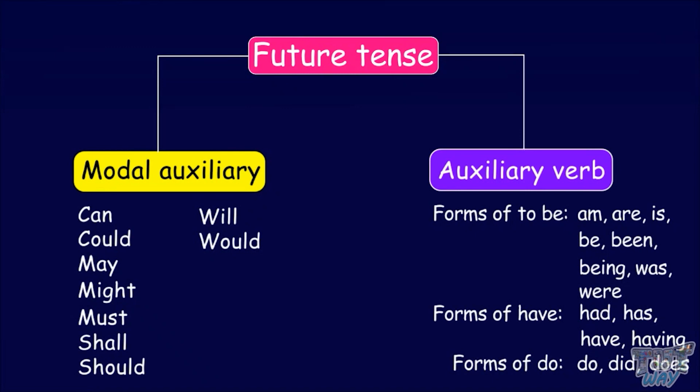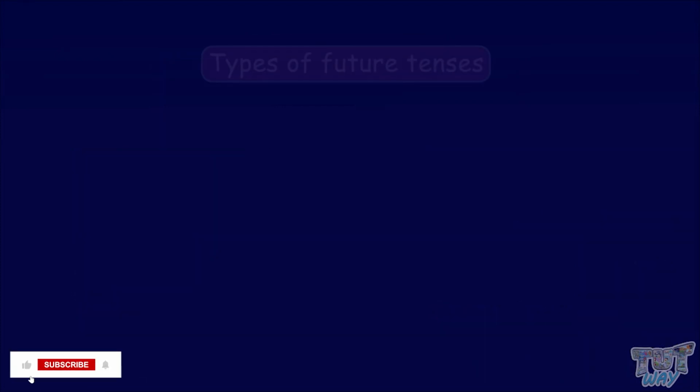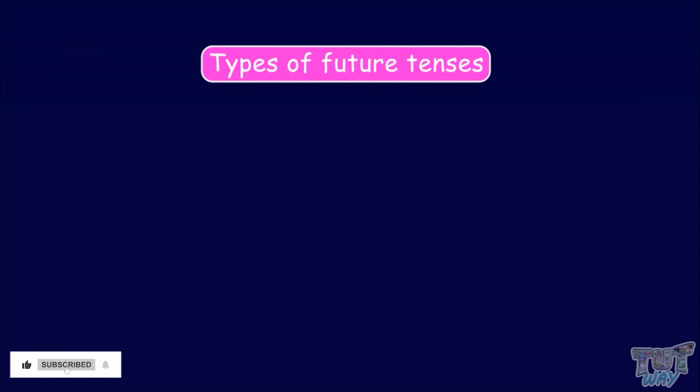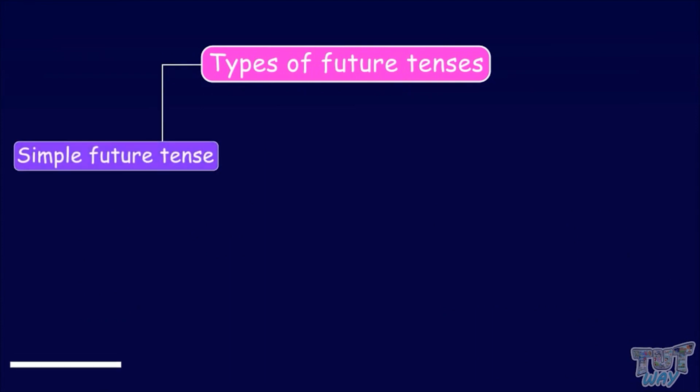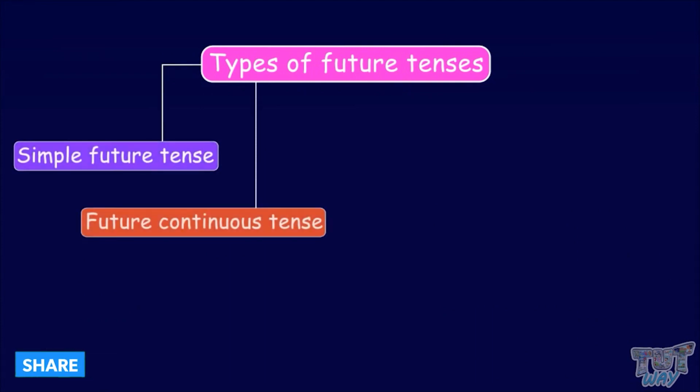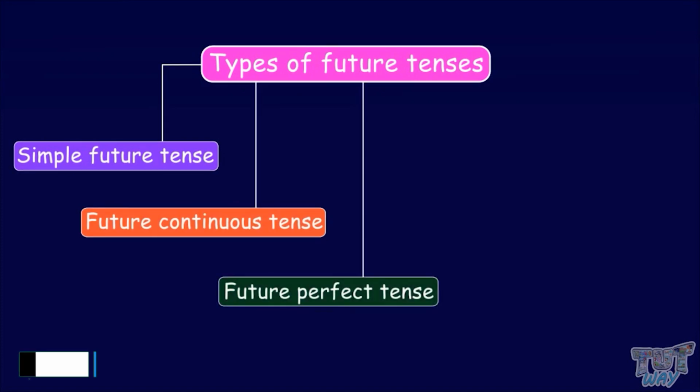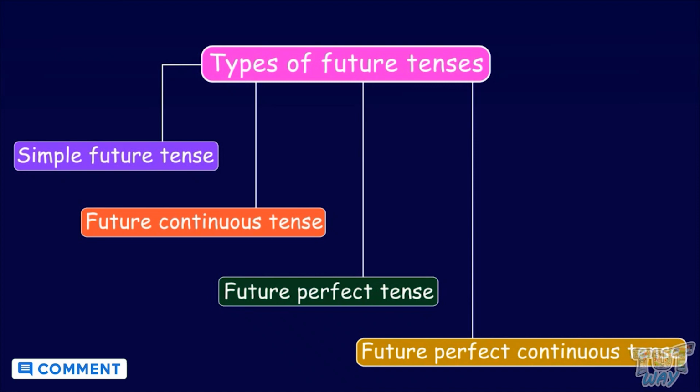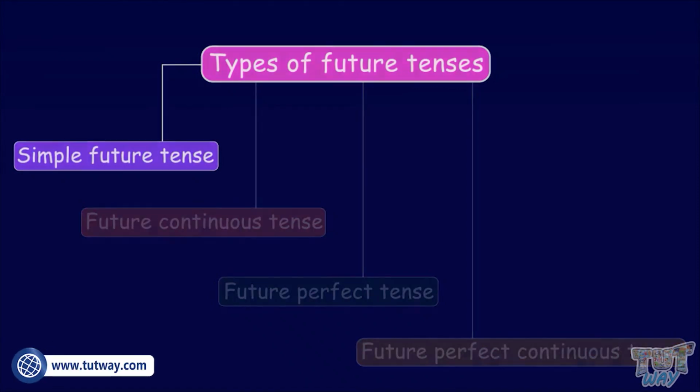Now let's learn types of future tenses along with examples. There are 4 types of future tense: simple future tense, future continuous tense, future perfect tense, and future perfect continuous tense. So let's first start with simple future tense.